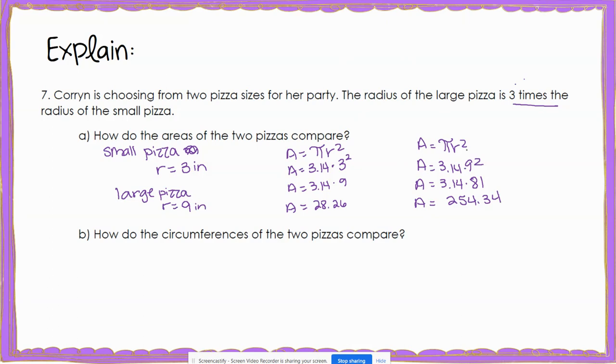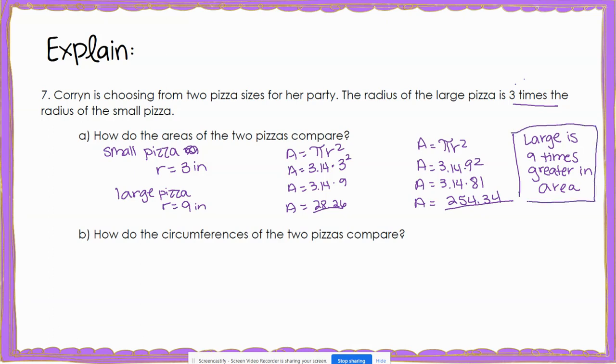Now, obviously, this is larger, but how much larger? If I want to figure out how much larger it is, I'm going to take my big area and divide by my small area. So 254.34 divided by 28.26 gives me 9. So that means that the large pizza is 9 times larger in area than the small pizza.